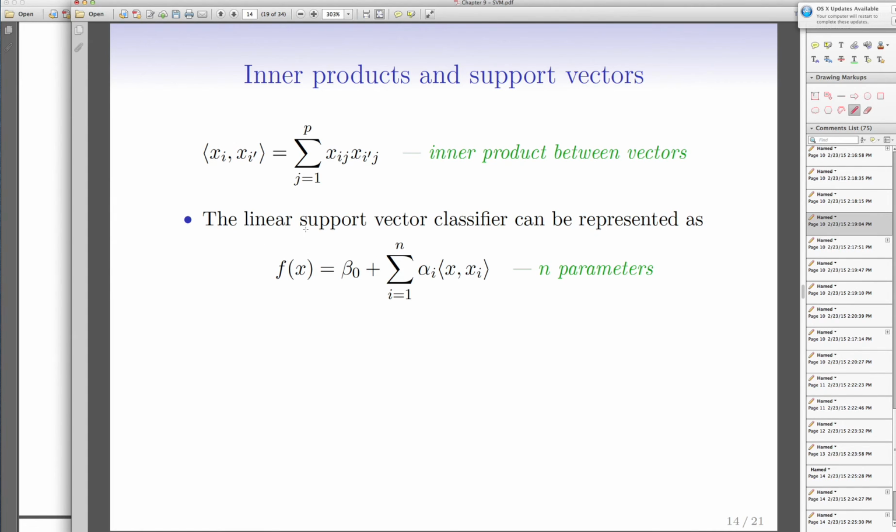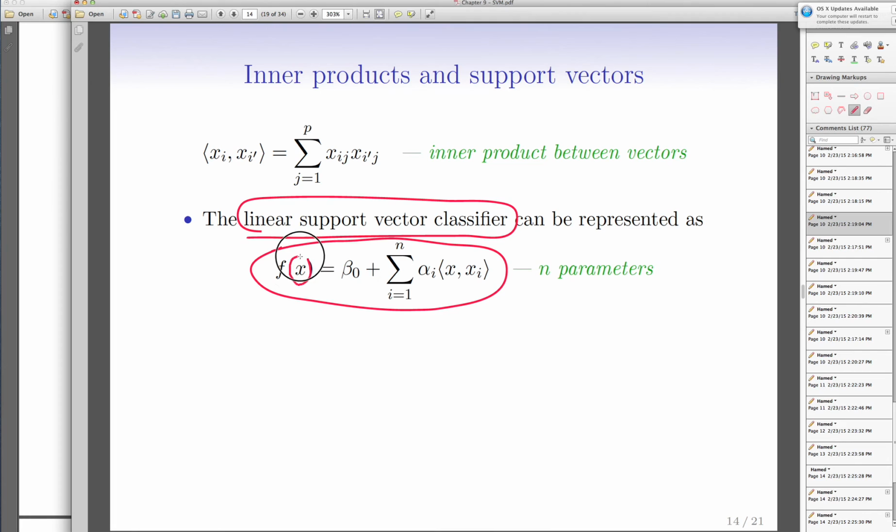It's not too hard to show that the linear support vector classifier, the one that we discussed earlier, has this functional form for every x. It is beta 0, which is the constant, plus some parameters which need to be tuned, times the inner product of that observation with all of the observations you had. So there will be alpha 1 times the inner product of x and x1, alpha 2 times the inner product of your observation and x2, alpha 3, and so on and so forth. So that's what we have.